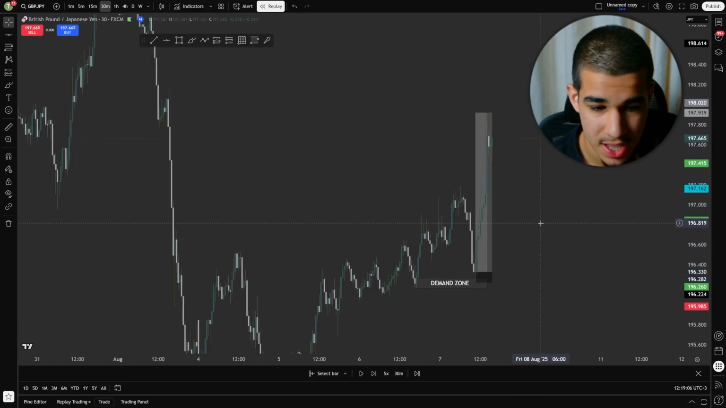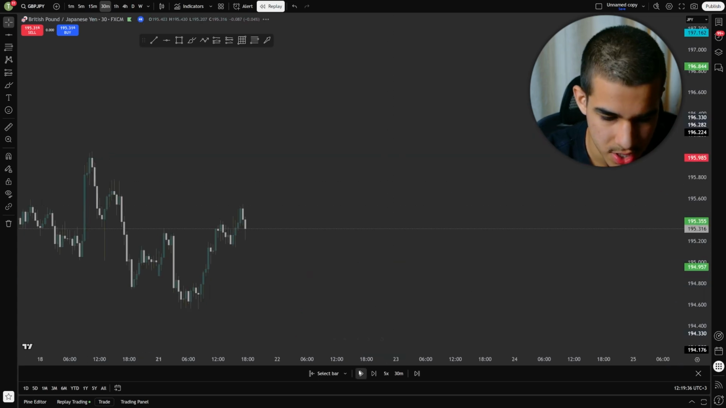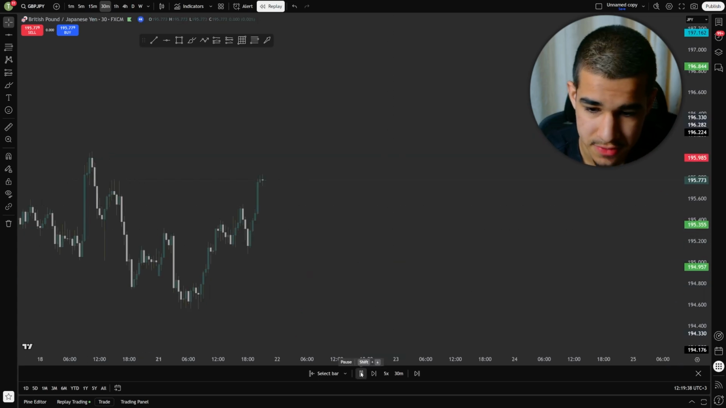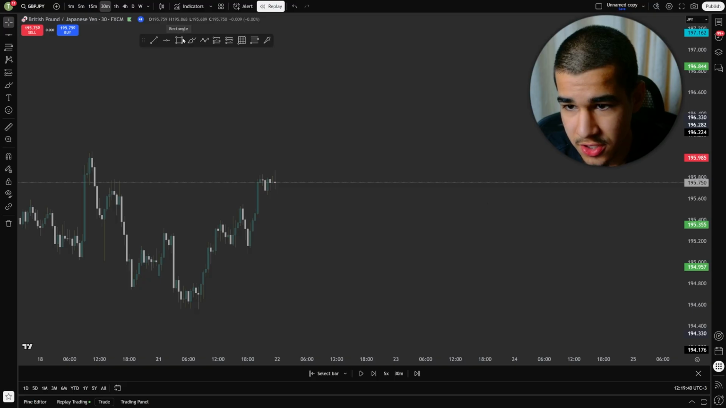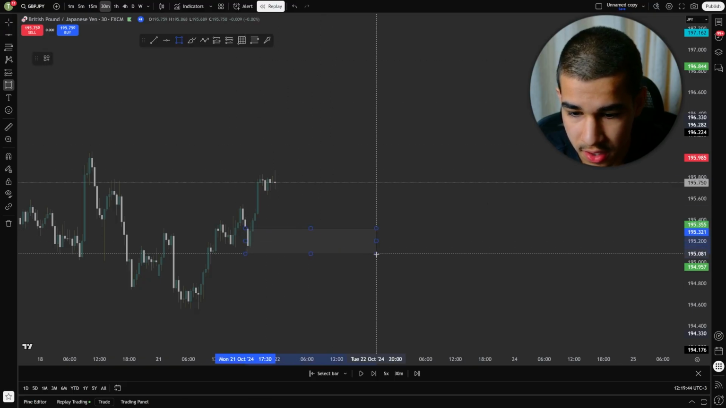Let me now explain a flip entry. Alright, so here's an example of a flip entry. First, let me explain the trade. As you can see, you have a demand zone at the bottom of this move, as you can see right here.